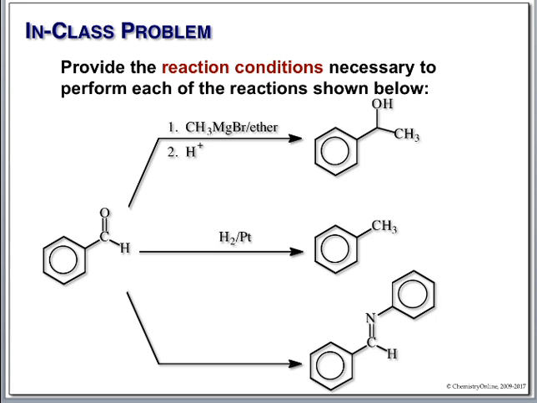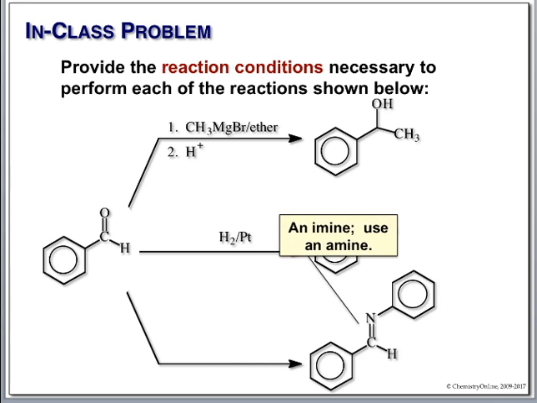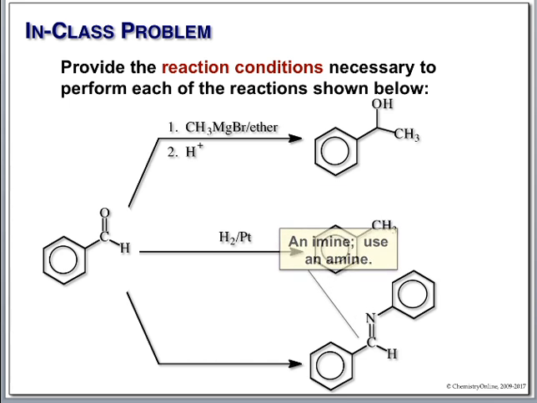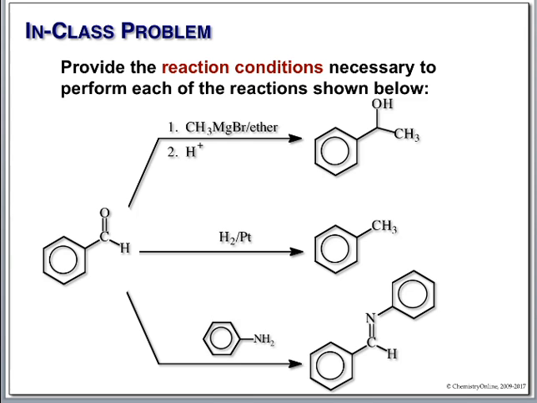Our last compound here, this is an imine, isn't it? Carbon-nitrogen double bond. How do we make that from a carbonyl? Simply by adding the amine and dehydrating. The amine we need would be this whole top half. So this is going to be a benzene ring with NH2, that's aniline. It's an imine, going to use this as our amine, and that's all we need.